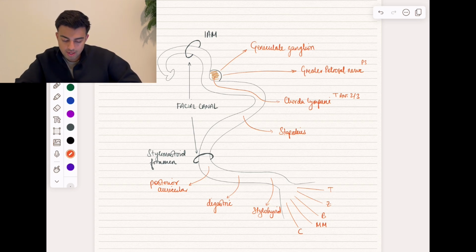So you've got 3 branches within the facial canal, and you've got 1, 2, 3, and 5, 8 branches outside the canal. Okay, hope it makes it a lot easier.